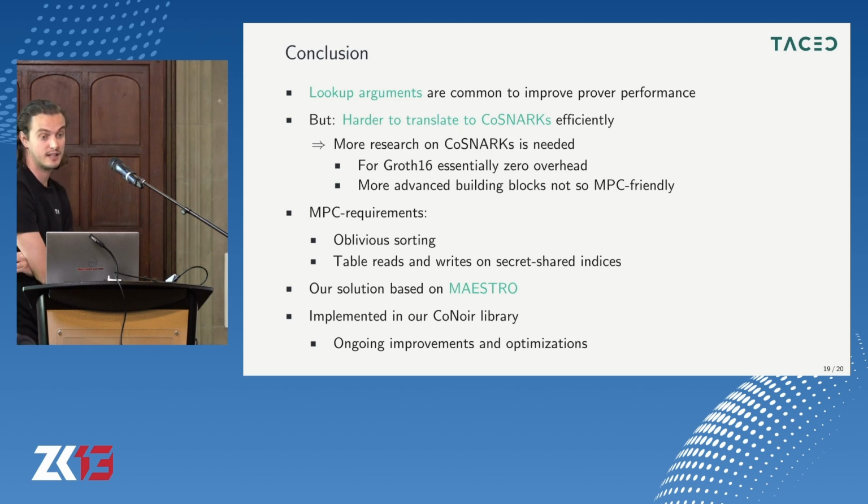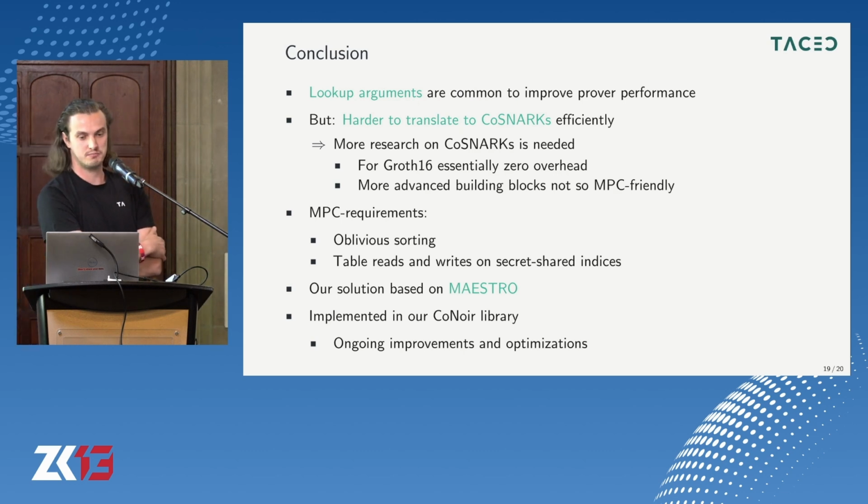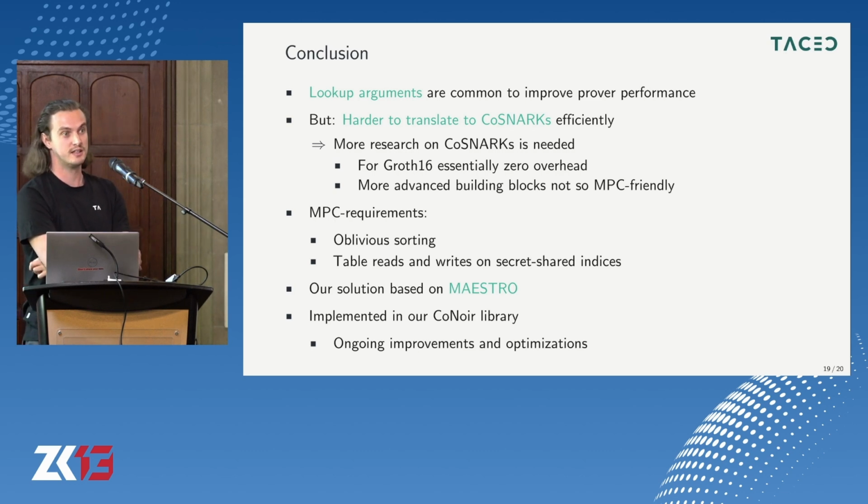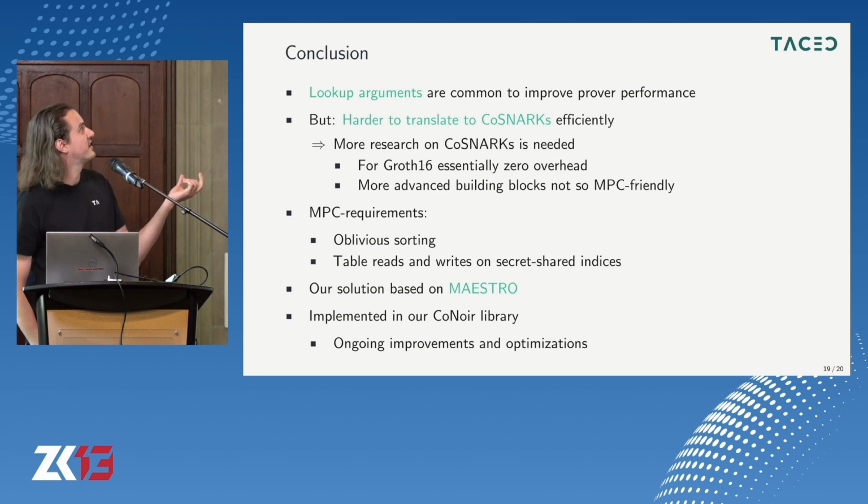Okay, to sum it all up, I think we all know that lookup arguments are beneficial to improve the prover performance, but on the other hand, they introduce some challenges when you're trying to do this in MPC. This calls for more research on CoSNARKs. On the one hand, for Groth16, which doesn't have these fancy features, we are at essentially no overhead. But when you introduce all these lookup tables, decompositions, and stuff that actually make things more ZK friendly, they make stuff less MPC friendly.